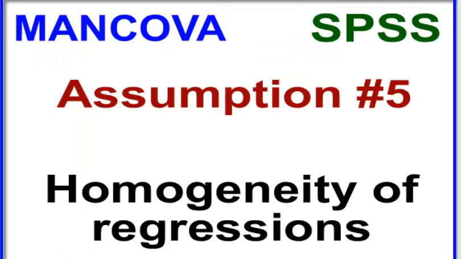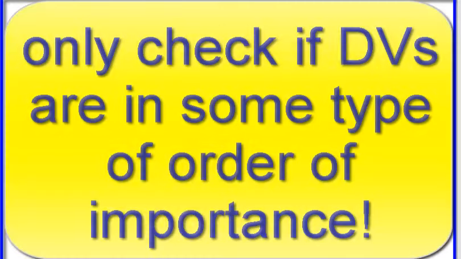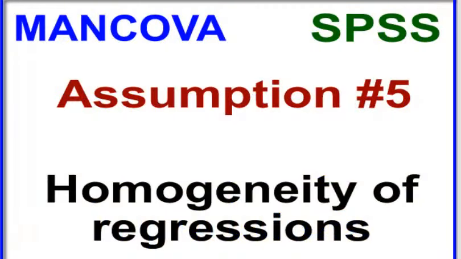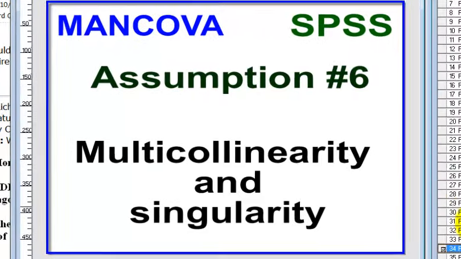Assumption number 5, homogeneity of regressions. That has to deal with the DVs if you're putting them in some kind of order of importance. And we're not going to do that, okay? Again, if you are putting your DVs in some kind of order, you need to go online. There's a lot of different web pages that will explain how to do this, but we're going to skip it for ours. Moving on. Multicollinearity and singularity.